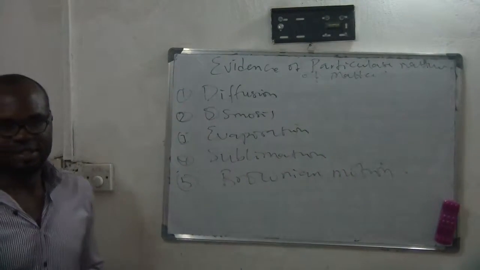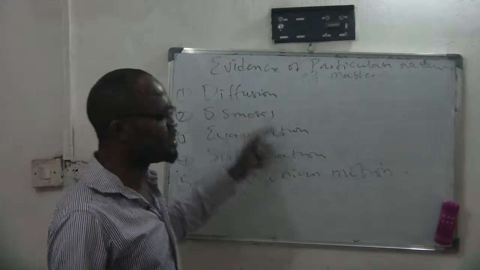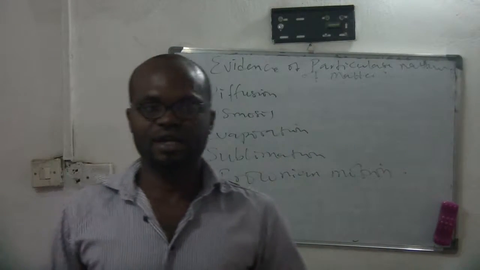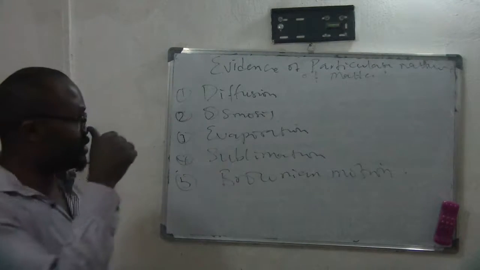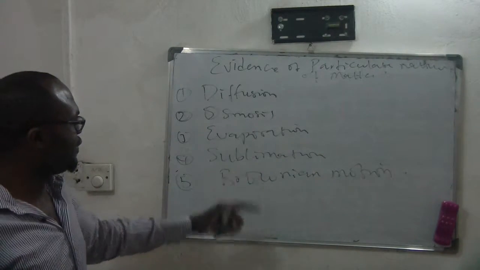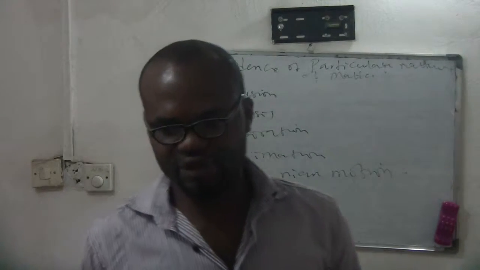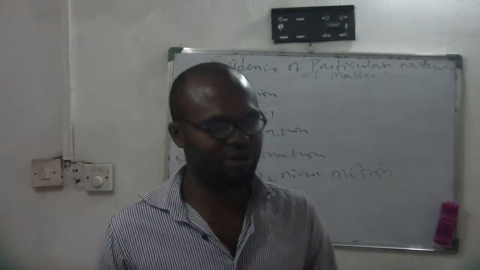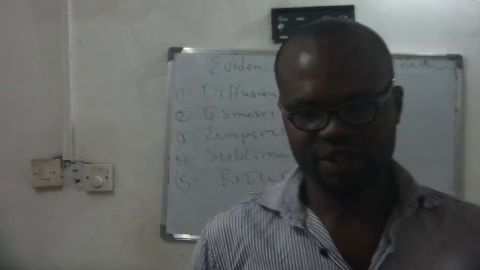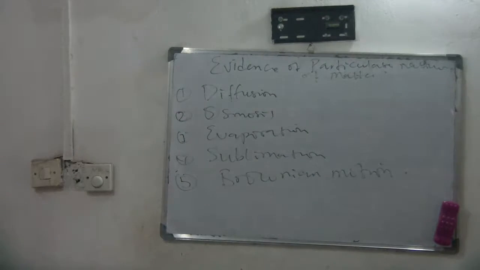In subsequent classes, we are going to learn the definitions: diffusion, movement from an area of higher concentration to that of lower; osmosis; evaporation; sublimation; and Brownian motion. Brownian motion simply means the zigzag motion of particles. So we are going to explain them in subsequent classes.